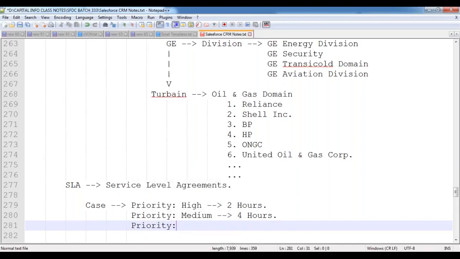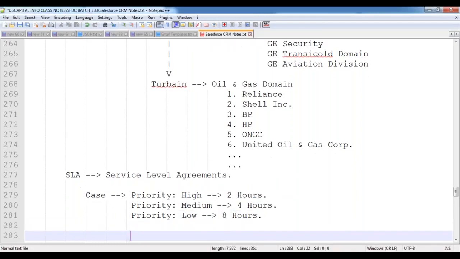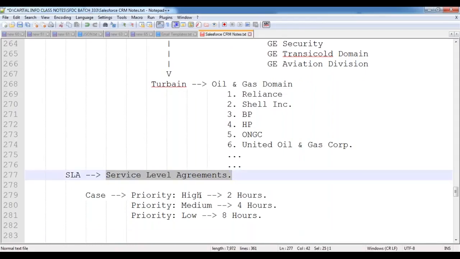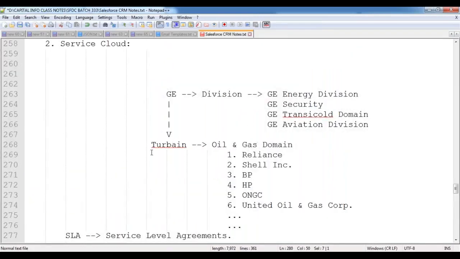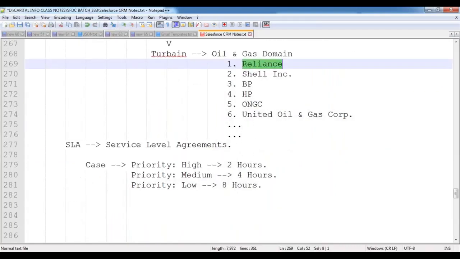Suppose a small feature is not working, then I'm giving the priority as low. If it is a low priority issue, then I'm giving 8 hours to you, so within 8 hours the GE people have to resolve those problems. That means inside this SLA document, they clearly mention these time periods. Whenever I'm facing a problem with this product as a Reliance organization, I will raise a complaint. Based on the seriousness, the severity of the issue, I will be giving the priority.